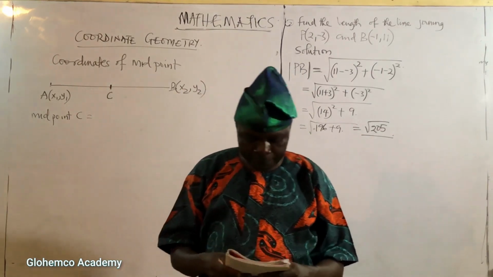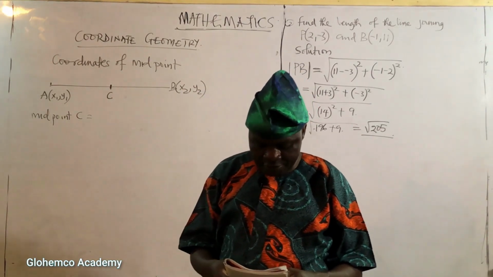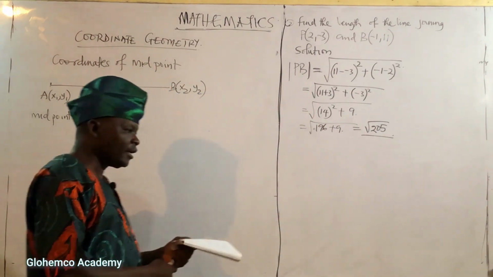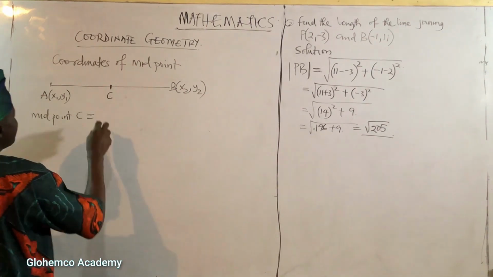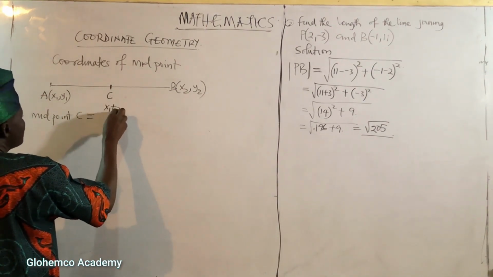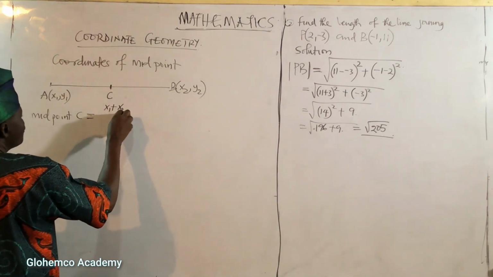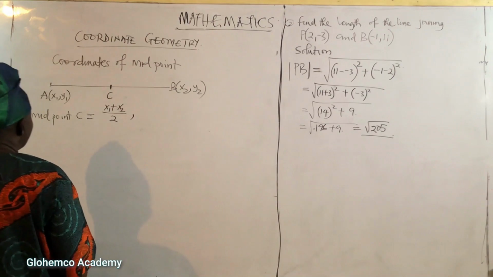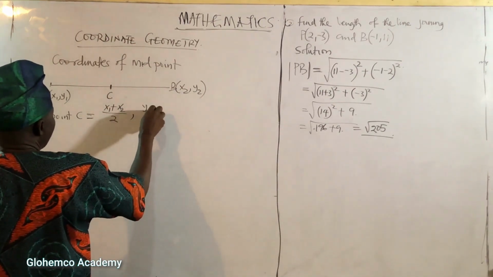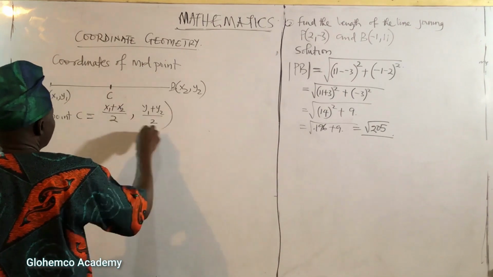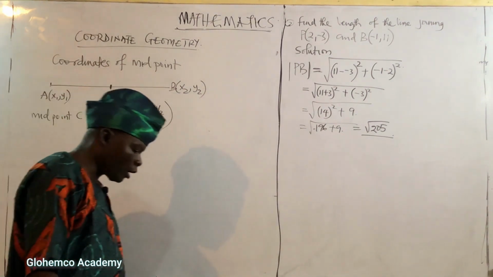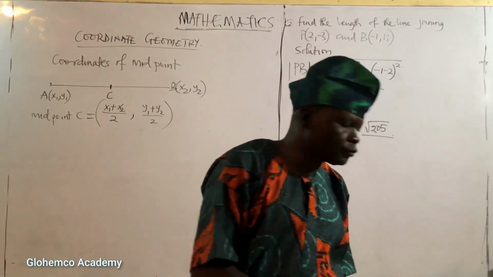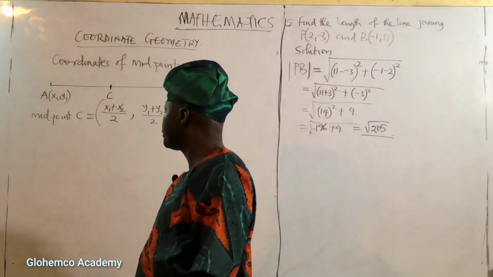If you want to find this midpoint, the formula is (x1 plus x2) all over 2, comma, then (y1 plus y2) all over 2. This is the formula for the midpoint C: x1 plus x2 all over 2 and y1 plus y2 all over 2. This is the formula for the midpoint theorem.